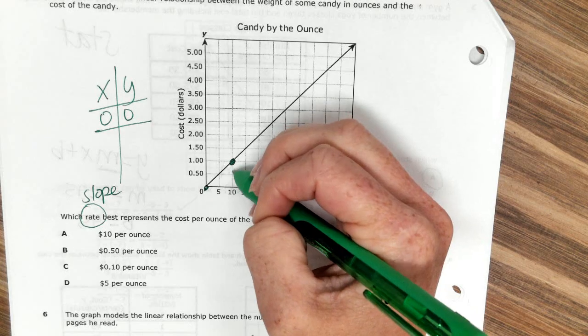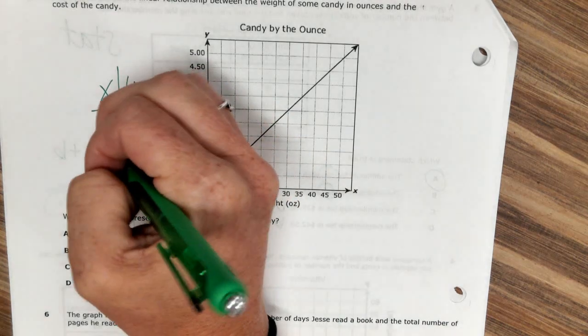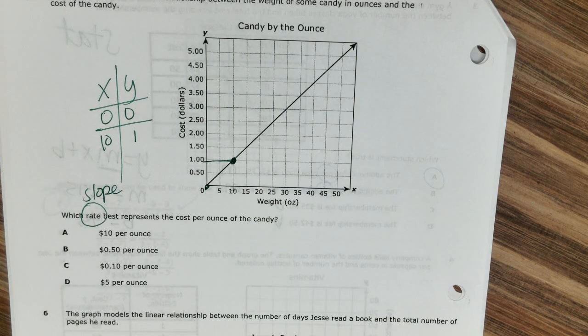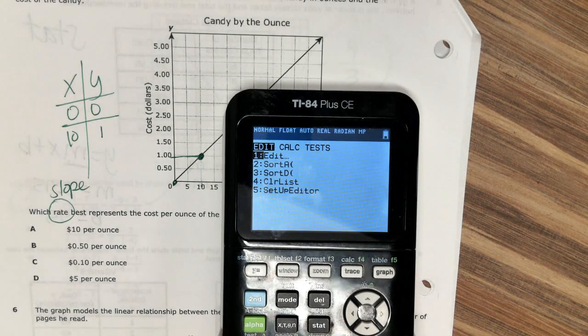What is the x value of this dot? 10. What is the y value? 1. Did you have to use the same points as me? No. As long as you used correct points, you will get the same slope. So stat edit.